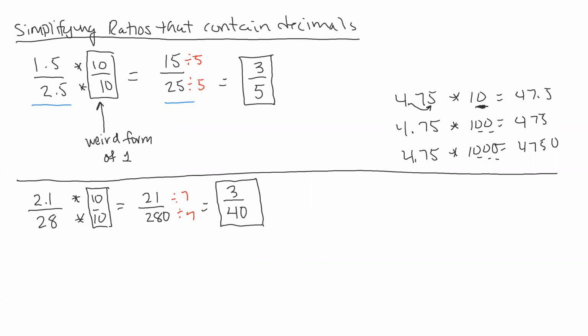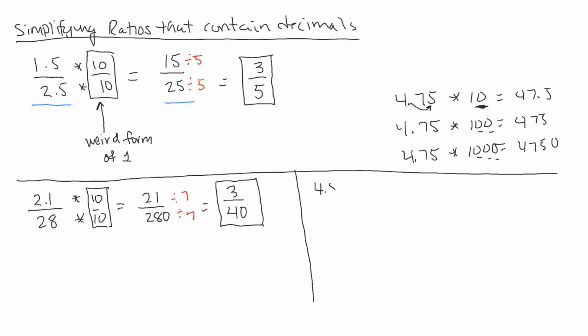So if you don't believe me, 3 divided by 40 is 0.075. 21 divided by 280 is 0.075. And 2.1 divided by 28 is 0.075. So again, we have not changed the value of any of these ratios. They all represent the same amount. They just look different. Let's do another one.